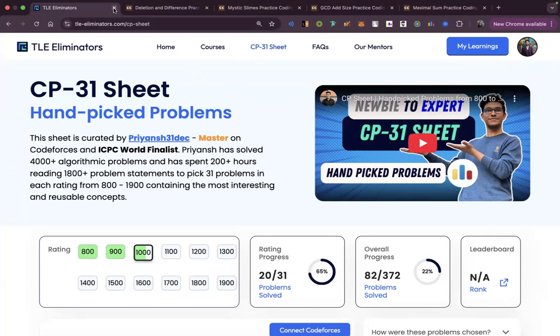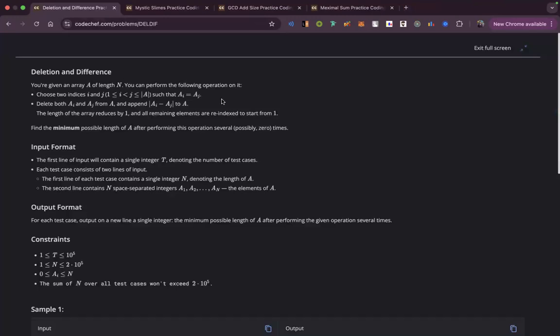Let us begin. All right, so this is the first problem. How many of you solved the first problem? I think everybody solved the first problem. Yes. Okay, cool. So let us discuss this quickly.